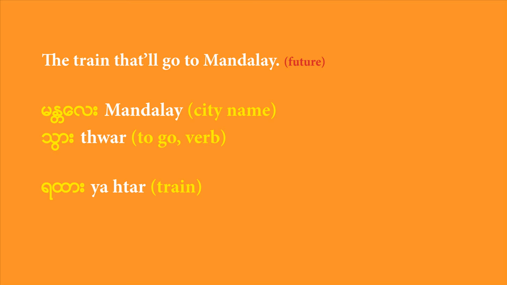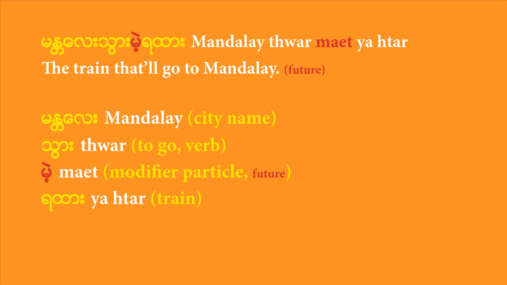Now, the key here is you want to talk about the train that will depart for Mandalay in the future, tomorrow, right? Not today. So you cannot use the particle de. You have to use instead the particle me. You should say Mandalay thwa me yata. That's how you say the train that will go to Mandalay.